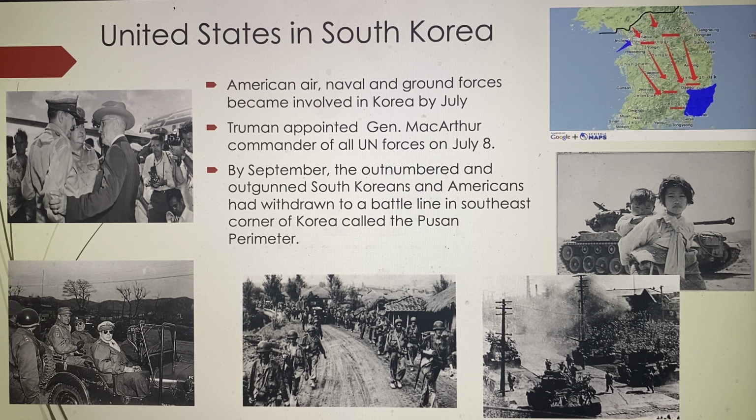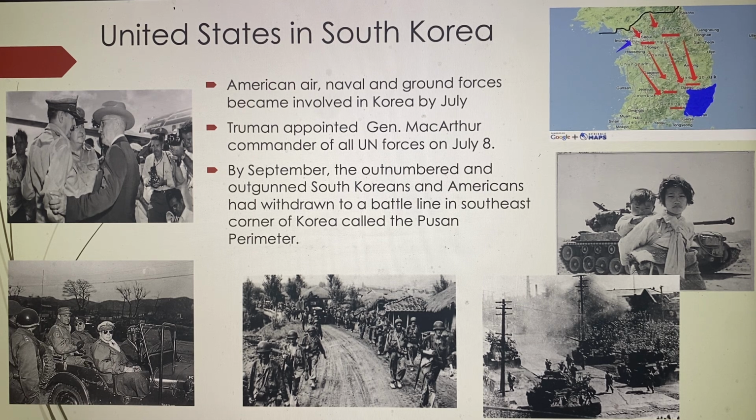Truman appointed General MacArthur again, Douglas MacArthur. We talked about he was in Japan then. Remember, he was in Japan doing the reconstruction and was basically appointed as a governor in Japan. But now he said, we need you in South Korea because we may have a war going on here. So here's President Truman and General Douglas MacArthur. And he would be commander of all the UN forces, United Nations forces, on July 8th.